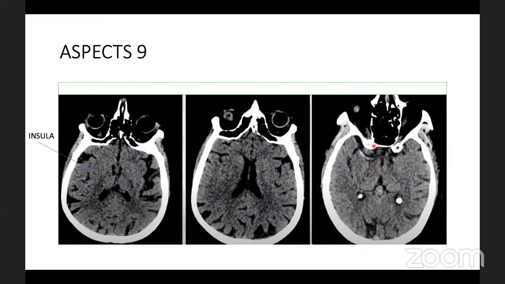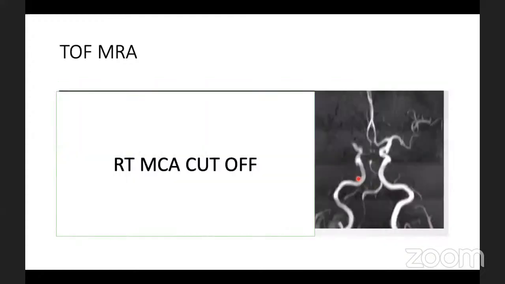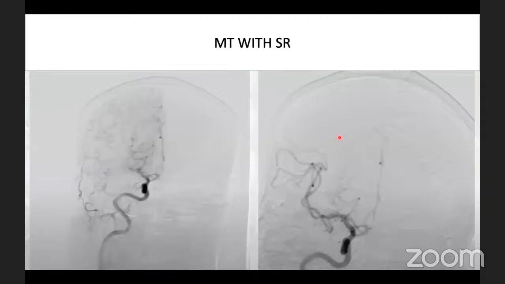What we also see is a hyperdense MCA sign. When there is an RBC-rich clot, the Hounsfield number increases and it appears as a hyperdense MCA. It is also a good prognostic factor. We do an MR just to see where exactly the right MCA is cut off. Now the patient has been taken for mechanical thrombectomy. The right MCA is cut off. Post stent retriever, there is a complete recanalization.